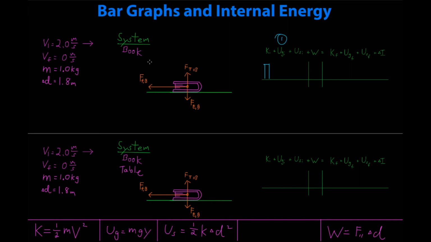Now, if the table is not in my system, it cannot be one of my energies, which means the table did work on the system. Since the displacement was to the right and the force was to the left, I have negative work. In other words, displacement is positive and force is negative. Looking at my equation down here, I get a negative work, which means energy is removed from my system.